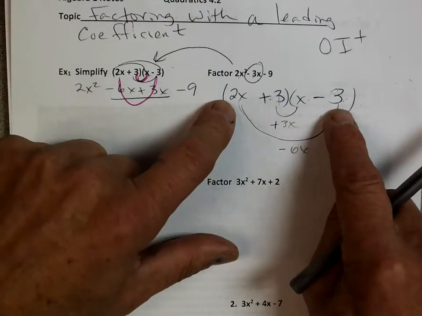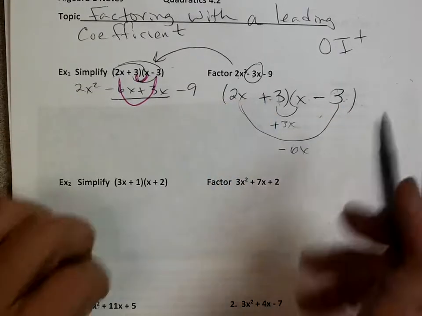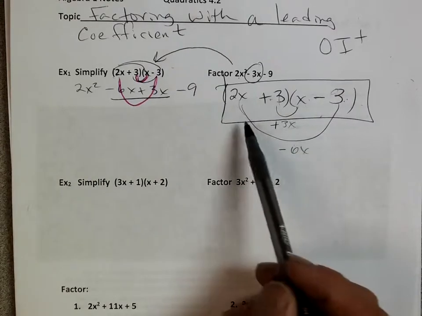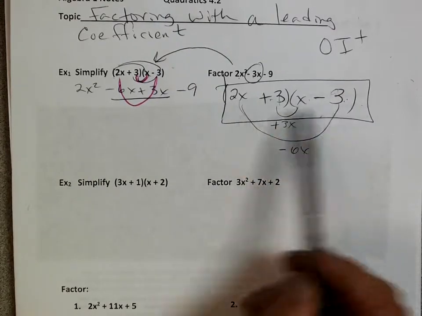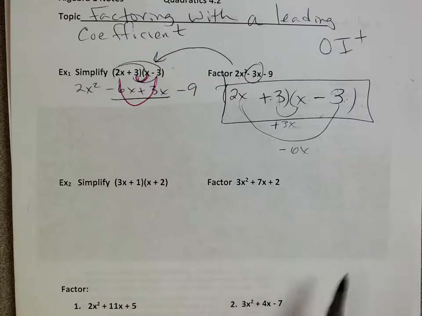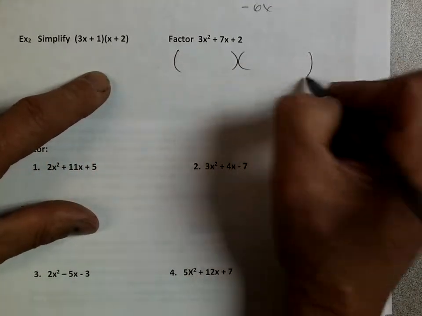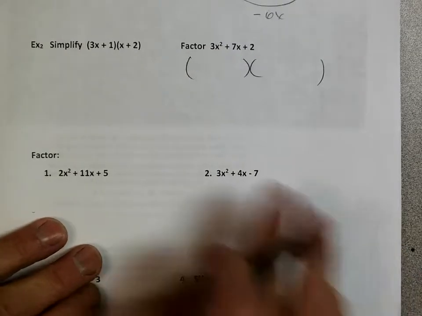you see the -6. All right. So this is the correct answer, because if you were to FOIL it, you get this. Okay, now example 2. Okay, let's try and factor it before we go and simplify it, okay?